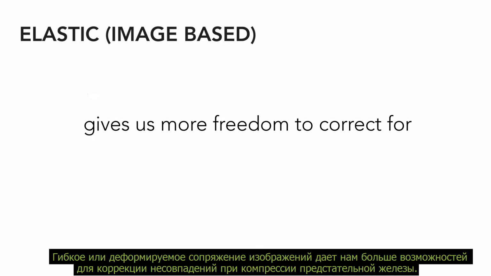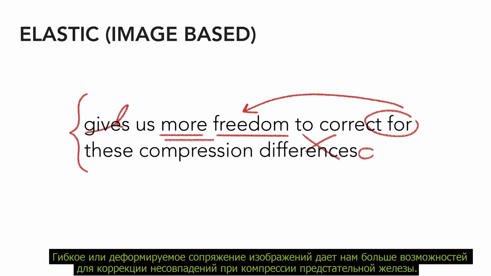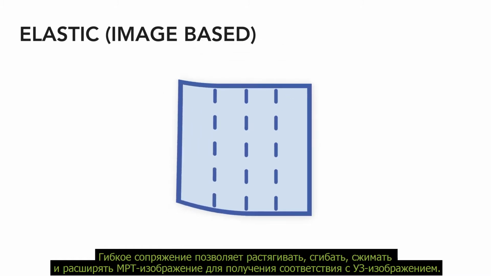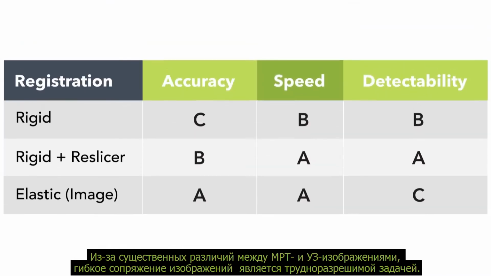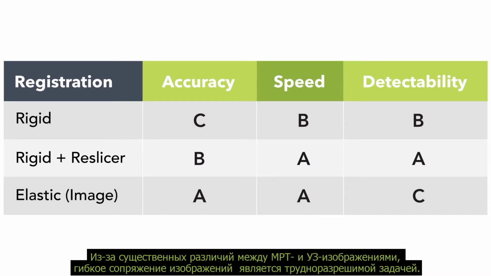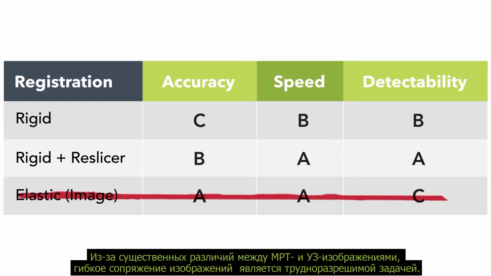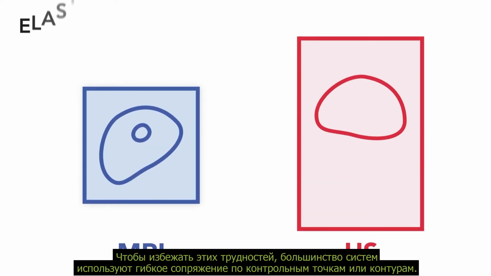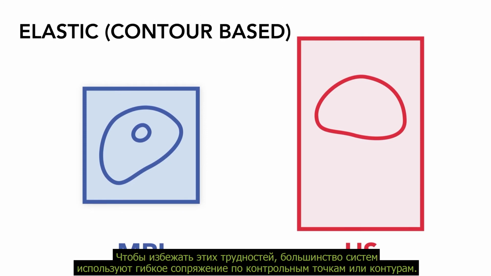Elastic or deformable registration gives us more freedom to correct for these compression differences. Elastic registration allows the MRI to stretch, bend, compress, and expand to match the ultrasound. Due to significant differences between the MRI and ultrasound images, image-based elastic registration is a very difficult problem to solve. To avoid these difficulties, most software systems use landmark or contour-based elastic registration.